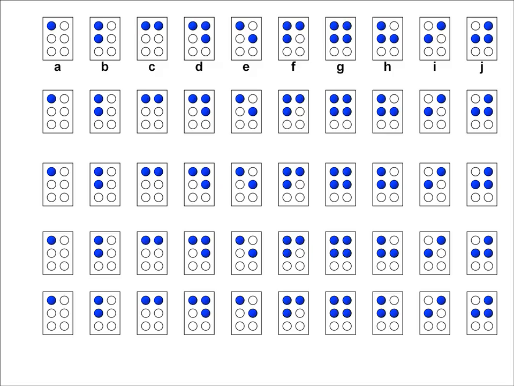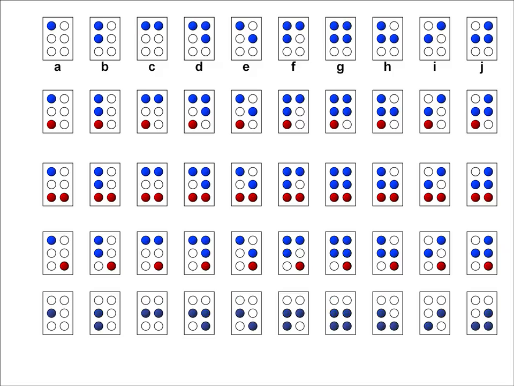The row directly below letters A through J is different in that it also has dot 3 raised. The next row has both dot 3 and dot 6 raised. The row below that just has dot 6 raised. And finally, the last row has the same pattern of dots as letters A through J, except they've all been dropped down one position. Now, to see what these cells represent.